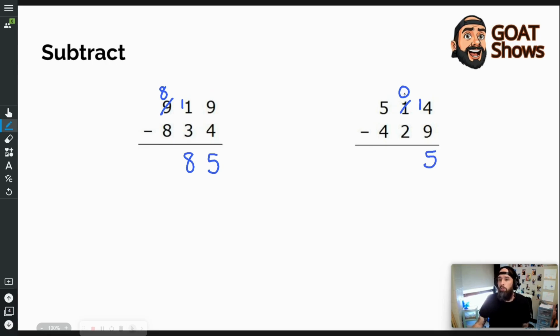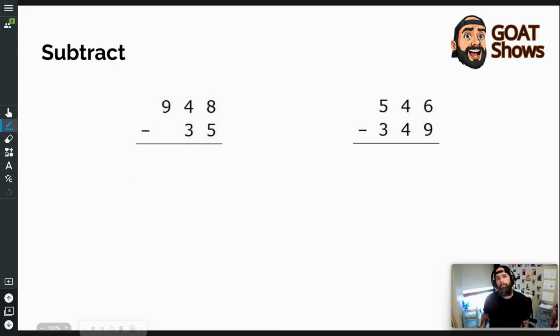Now let's go to the next one. 0 minus 2. I can't do it. So we borrow 1 from 5 and make 5 a 4. Now I have 10 minus 2, which is 8. 4 minus 4 is nothing again, so we don't need to put a number there. And again, I end up with 85 as my answer. 2 85s in a row. Who would have thought? Let's keep trying this out.